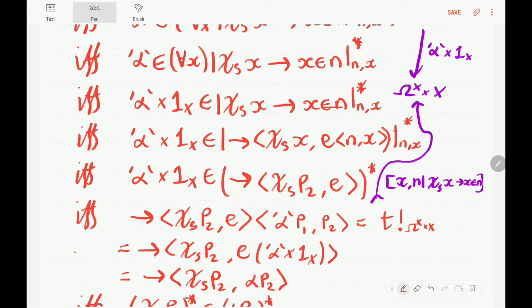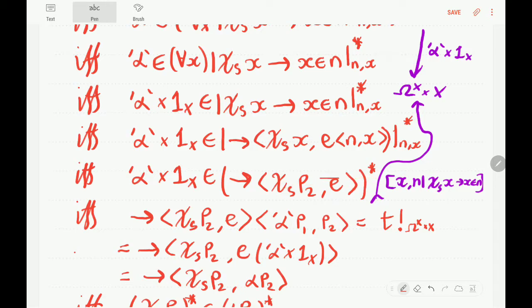So let's write out what that means, because this is just an abbreviation. So we can replace that with E_N comma x. And then we just want to compute this interpretation here. And so we do that on this line. So the interpretation of this is implies chi S of p2 comma e.